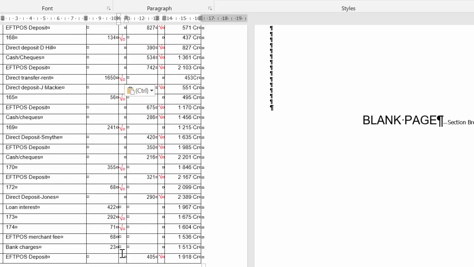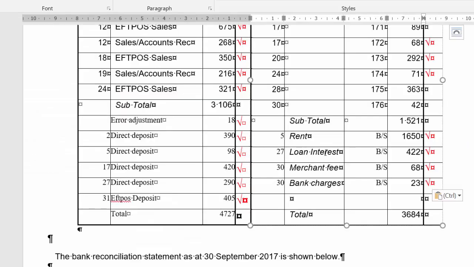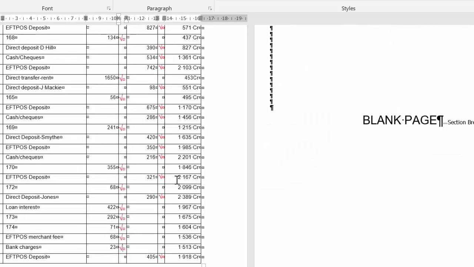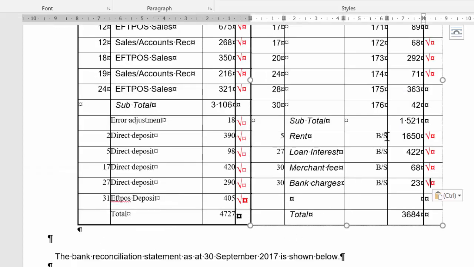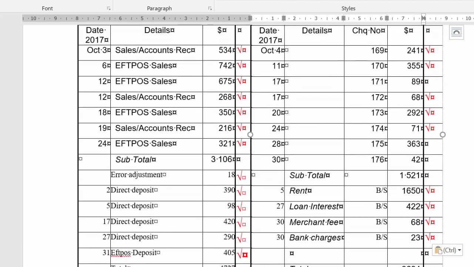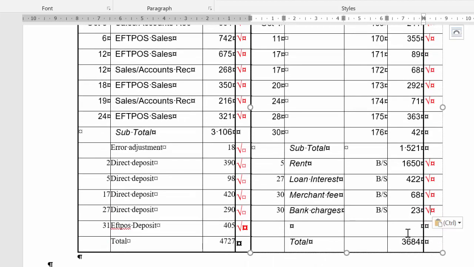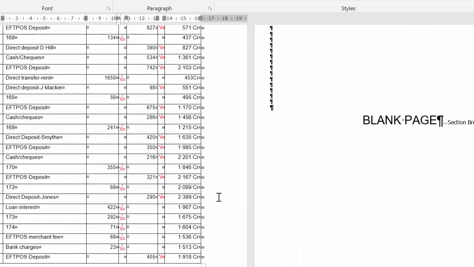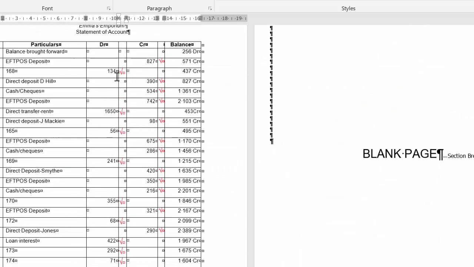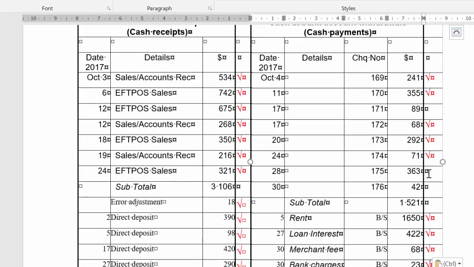So I'm going to pause, and I'll come back to you. Okay, I'm back again. I've included all the items from the bank statement that weren't ticked before, like the loan interest and the bank charges and the merchant fee and so on, onto our cash payments journal here, and I've totaled those up. So just checking on the bank statement, all the items have been ticked off, and there are some items here that haven't been accounted for, and they're the ones that we need to adjust for in the bank reconciliation statement.